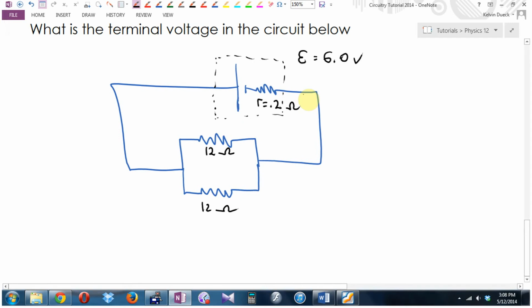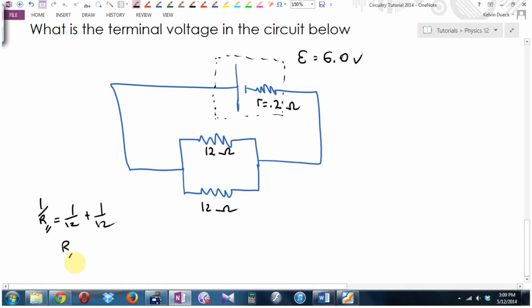How can I find the terminal voltage? Well, I would first of all look to attack. I would say, have they told me a current anywhere? No. So I'm going to write this as total resistance. Now, these two are in parallel. So the first thing that I would do is I would say, okay, 1 over R parallel equals 1 over 12 plus 1 over 12. That's 2 over 12. Reciprocal 12 over 2. I think R parallel is 6, but you guys know how to do this quickly on your calculators, yes?